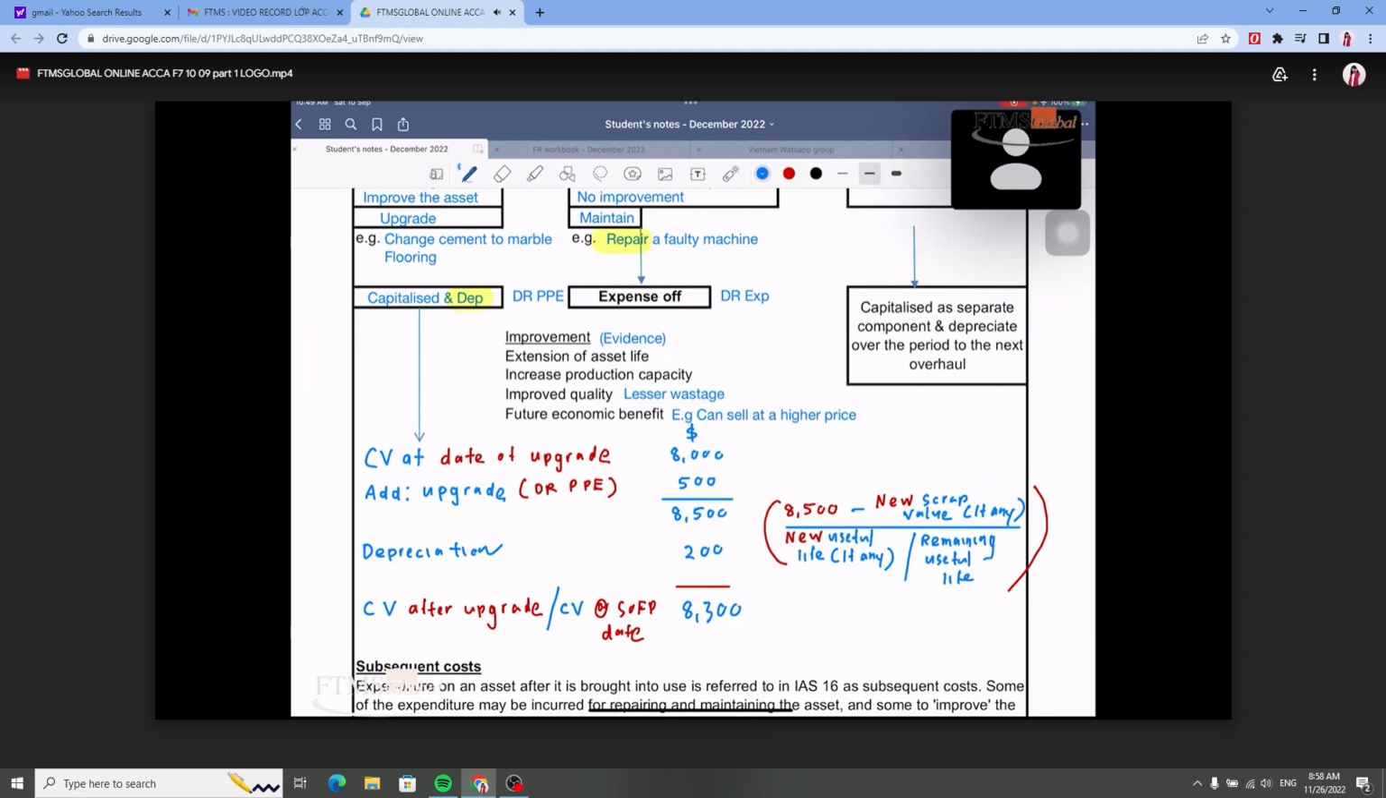Then the next thing is you must know how to present your answer. Remember, your exam is about financial reporting, and in financial reporting they are only interested in two numbers: one is SOCI and one is SOFP. Obviously the number that you should report in your SOCI must be this 200. If they ask you the number to be reported in SOFP, then it should be this 8,300.